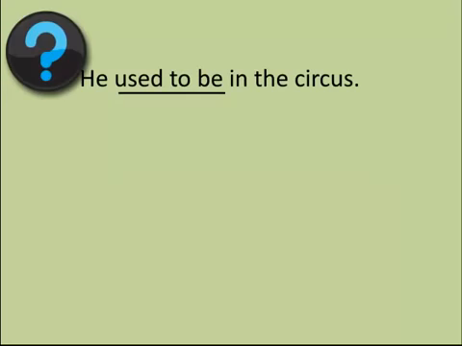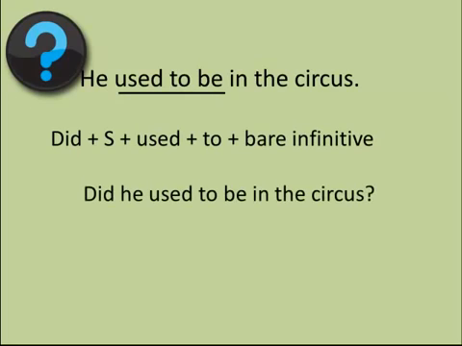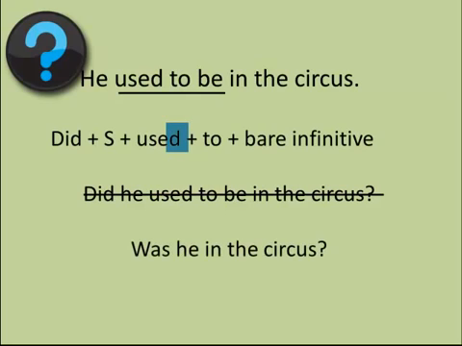How about the question form then? How do we make a question with this? Well, again, we can do it the same way. Did he used to be in the circus? And again, that D is potentially there or not. But again, I would say we don't say this. What we say is, was he in the circus? Or was he ever? Has he ever been? Something of that nature. We don't really usually use these as questions.